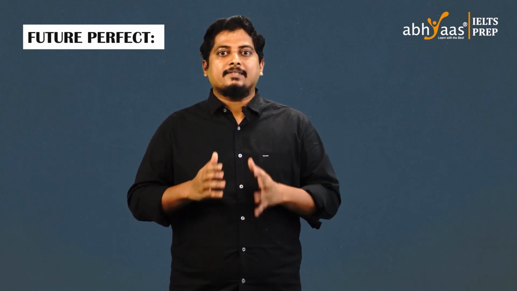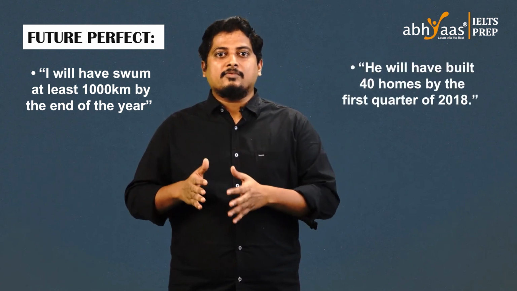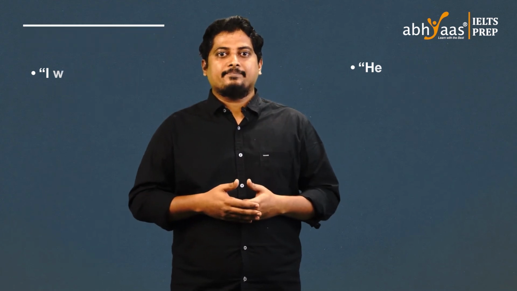Future perfect tense. The tense that is used for actions that will be completed between now and some point in the future. To be precise, for actions that will be completed before some other point in the future. The formula for the future perfect tense is pretty simple. Will have plus past participle. It doesn't matter if the subject of your sentence is singular or plural. The formula doesn't change. I will have swum at least 10,000 kilometers by the end of the year. He will have built 40 homes by the first quarter of 2018.